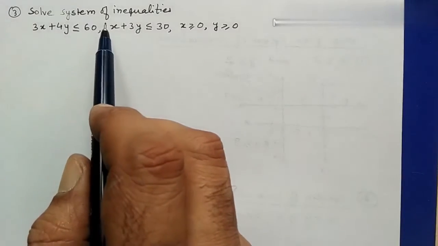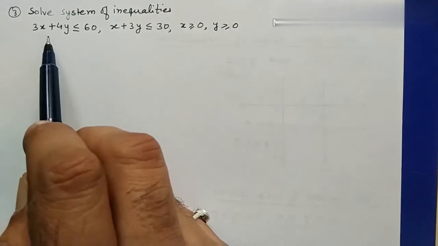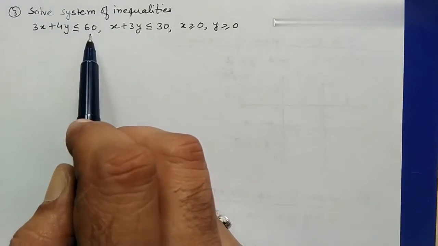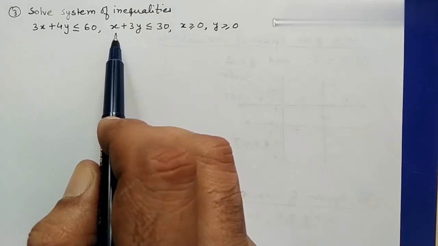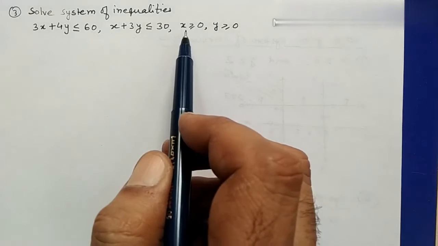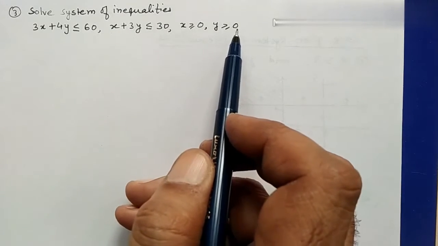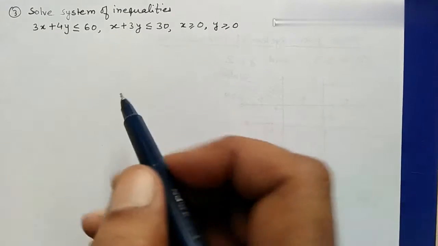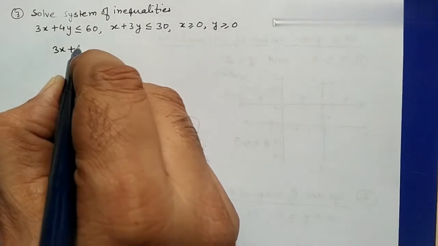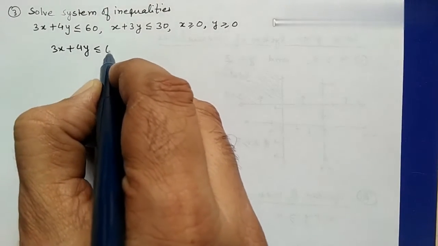Solve the system of inequalities. Here four inequalities are given. The first is 3x plus 4y is less than or equal to 60, the second inequality is x plus 3y is less than or equal to 30, and x is greater than or equal to 0 and y is greater than or equal to 0. So we take the first inequality, 3x plus 4y is less than or equal to 60.